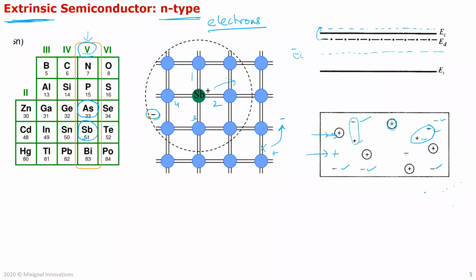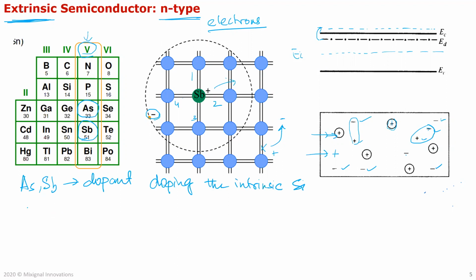When I mean by dope it really high, what I mean is the concentration of the dopant. So here, for example, you'll hear the word dopant. So arsenic or antimony is called the dopant, right? Because you're doping the intrinsic semiconductor, intrinsic silicon, to make it conductive.